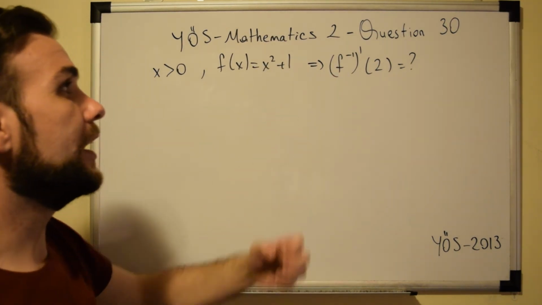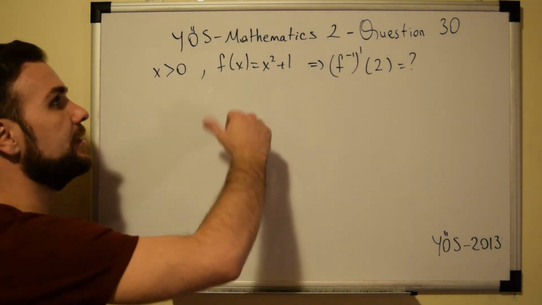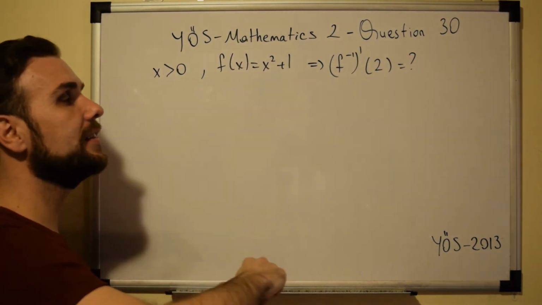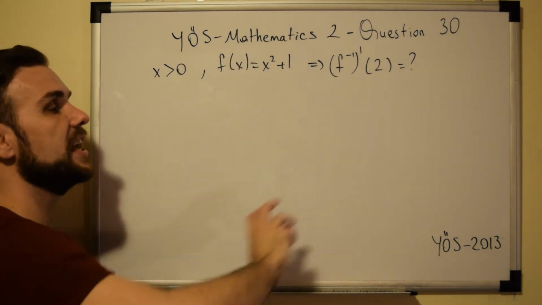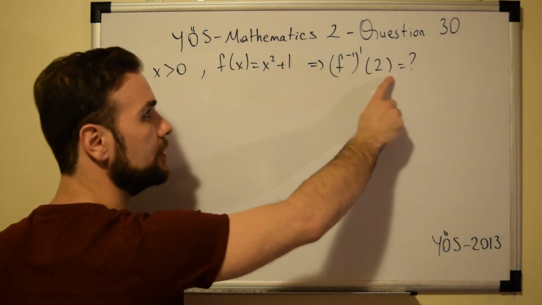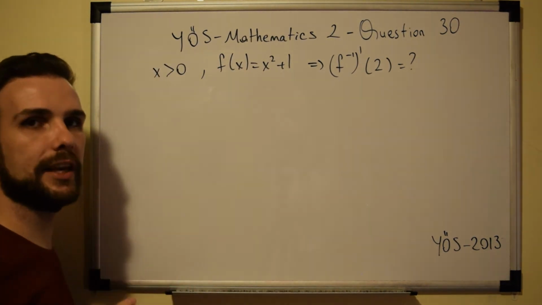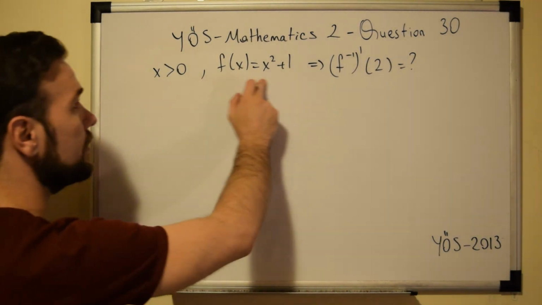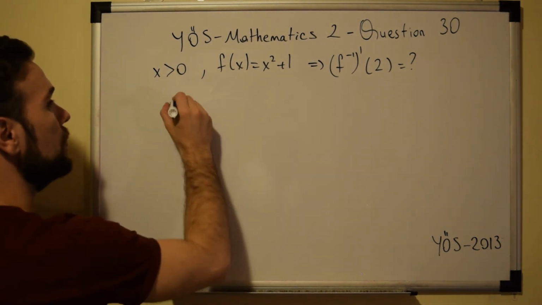Now what do we do here? We first have to find the inverse of f(x), after that find the derivative of the inverse of f(x), and after that all we have to do is substitute 2 for x, and we will get to the right answer. So let's try to find first the inverse of f(x). How do we find that?